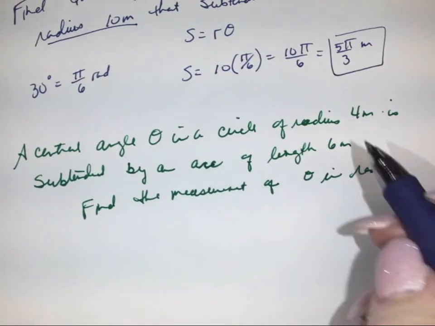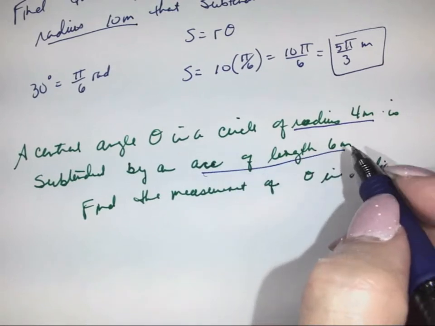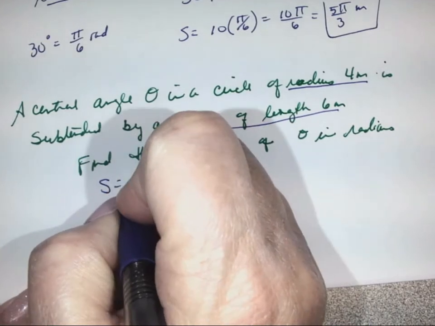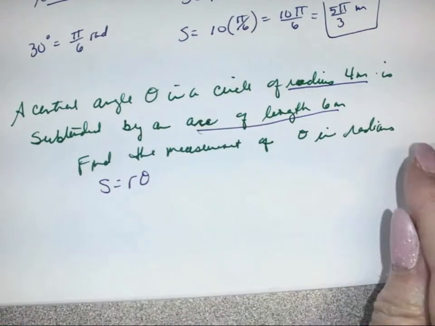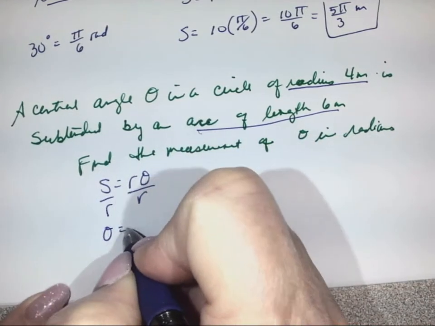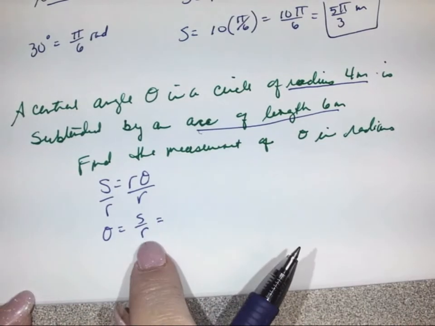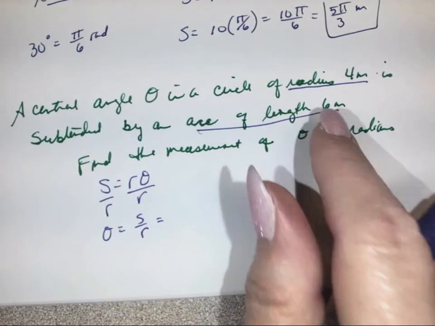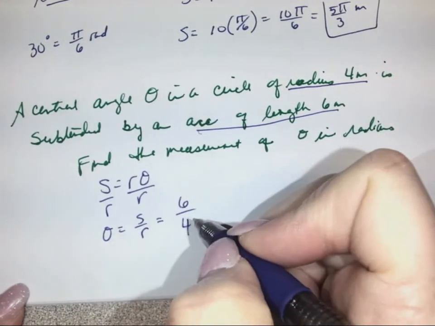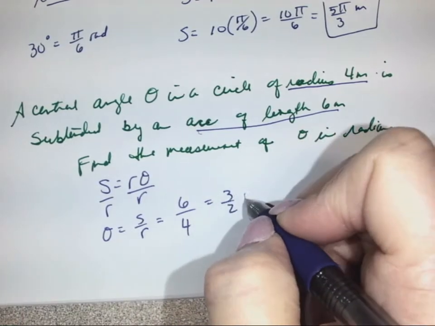All right, so we have a couple of things here that were measurements. We had a radius of 4 and an arc length of 6. Remember, we still have our formula, S equals r theta. They want us to find theta, so we divide by r so that theta is equal to S divided by r. Our S, the length of the arc, is 6 divided by the radius of 4. That gets us 3 over 2, and that'll be in radians.